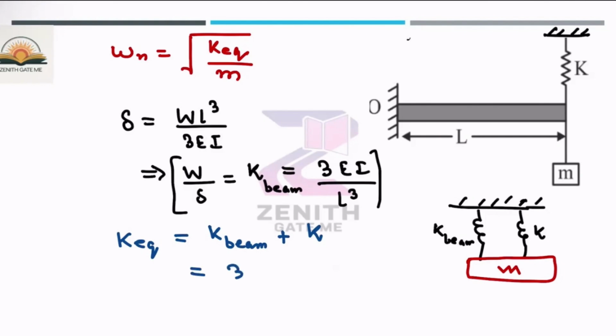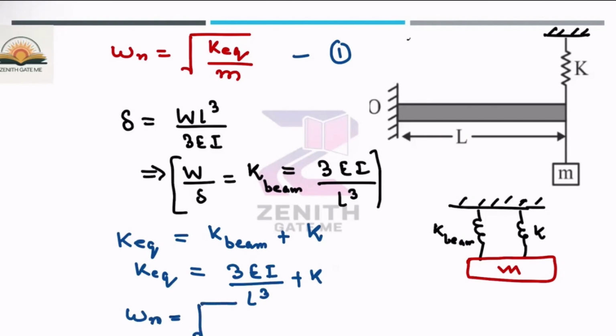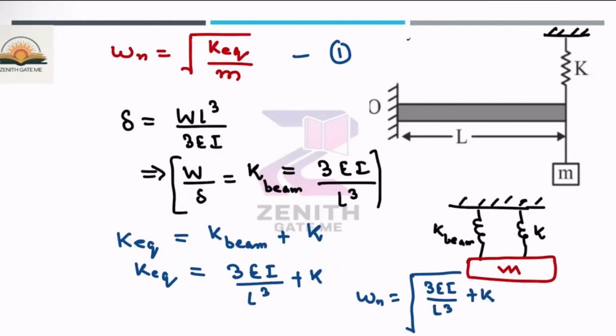So stiffness of beam is given as 3EI divided by L cube, and this is plus K. So if you put in the first equation, which is the natural frequency formula, omega n can be calculated as the square root of 3EI divided by L cube plus K, divided by mass.